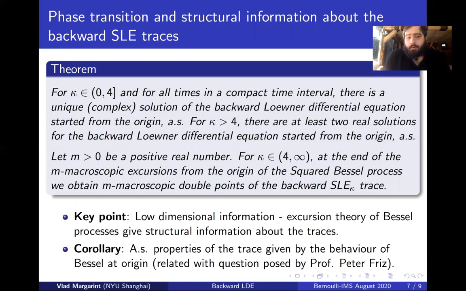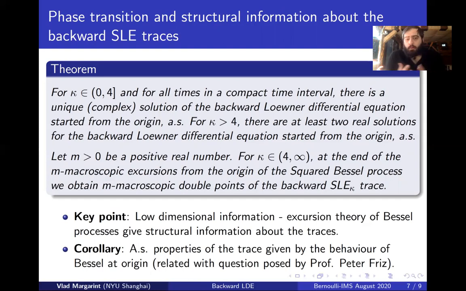The main result says that for kappa between 0 and 4, and for all times in a compact interval, there is a unique complex solution of the backward Loewner equation, started from the origin almost surely. For kappa greater than 4, there are at least 2 real solutions. So we talk about a non-uniqueness in the regime kappa greater than 4 when you start this equation from the origin. And moreover, we obtain the following application.